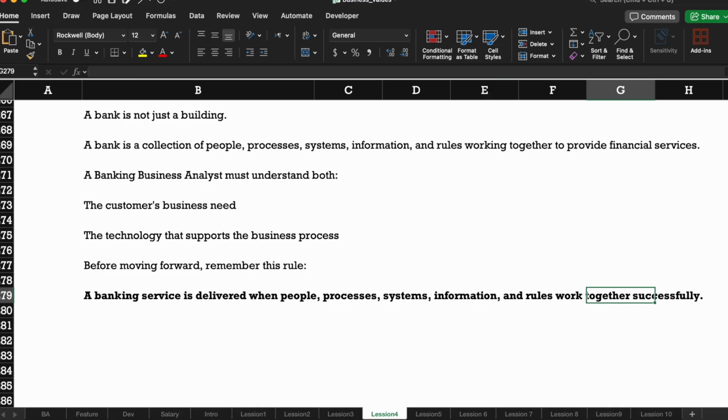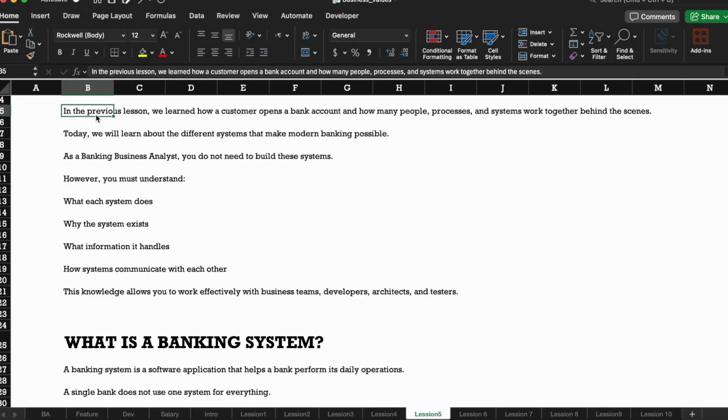In the previous lesson, we learned how a customer opens a bank account and how many people, processes, and systems work together behind the scenes, right? So today we will learn about the different systems that make modern banking possible.